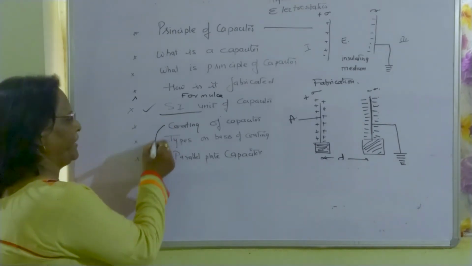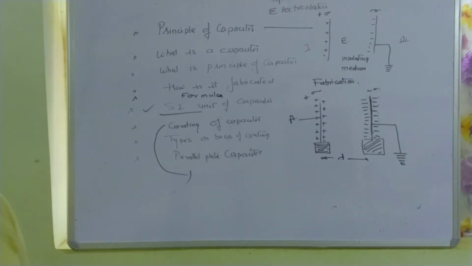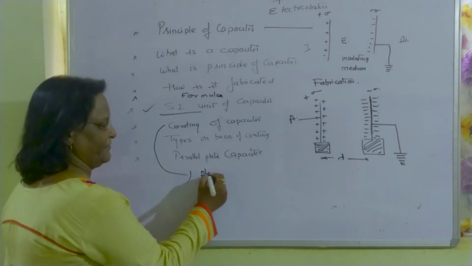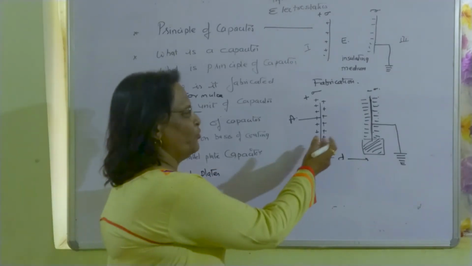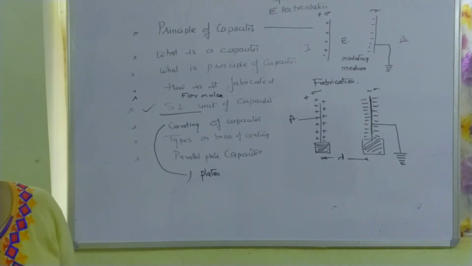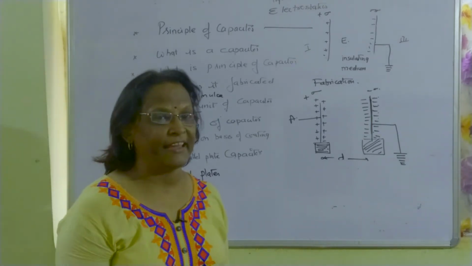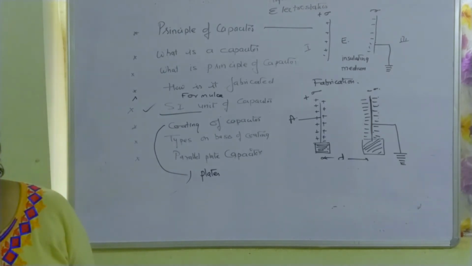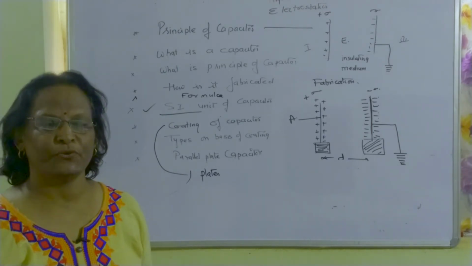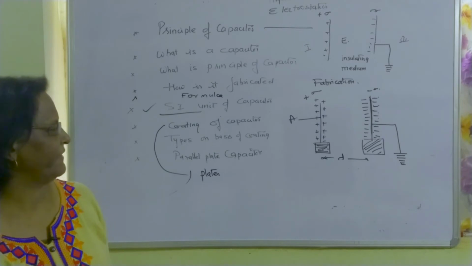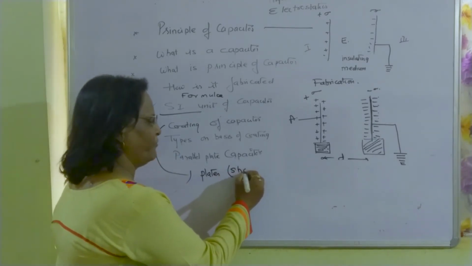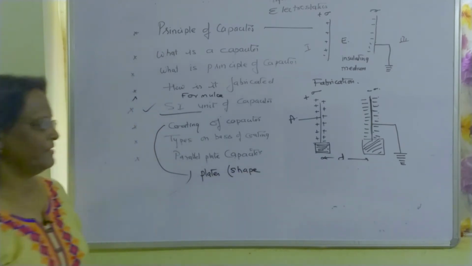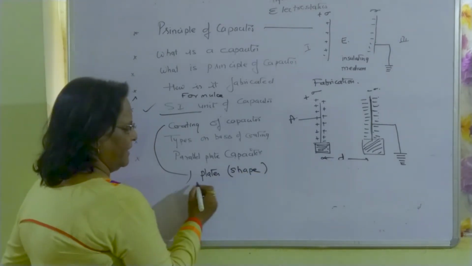We will now come to coatings. What do you understand by coatings? Coatings means the plates. So there are two plates, one on which we are supplying the charges, and the second coating on which charges are getting induced and which is connected to earth. These two are called coatings, and on the basis of the shape of the coatings, the plate shape, we get three types.